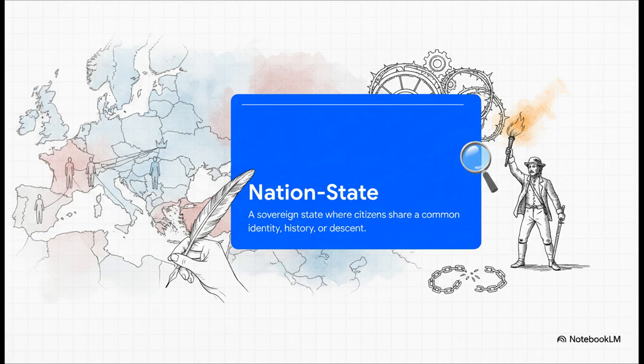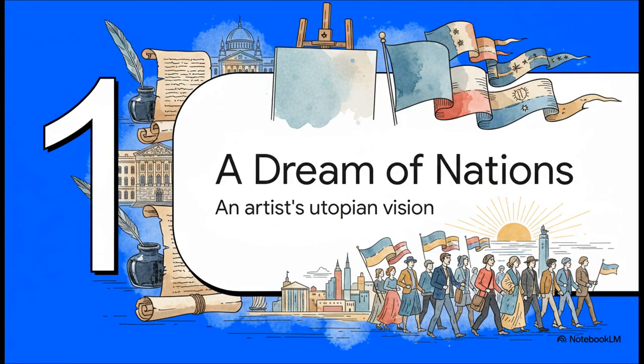Okay, before we go any further, we have to get our heads around the end goal here, the creation of what's called the nation-state. Now, this seems totally normal to us today, right? But back in the 19th century, the idea that a group of people with a shared identity should have their own country, that was absolutely revolutionary. So let's start with that dream.